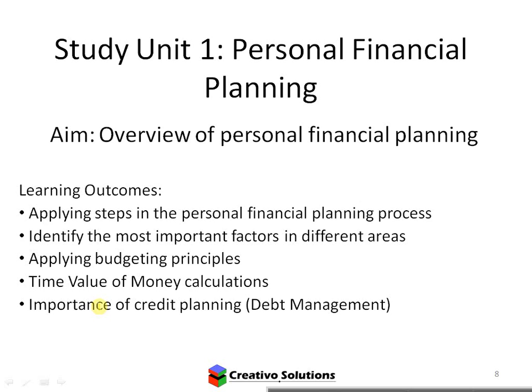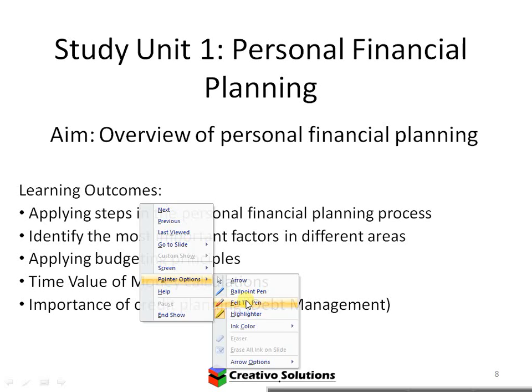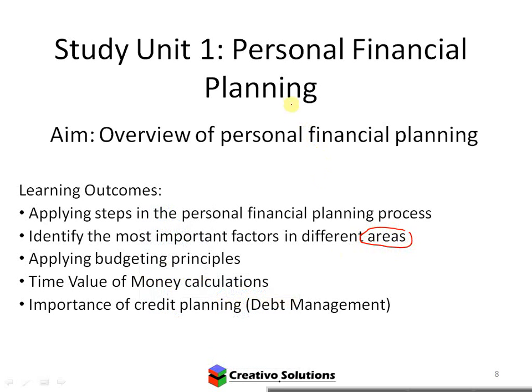Study unit 1, personal financial planning. This particular chapter looks at the overview. We chatted briefly about what personal finance is. Here we're going to be looking at some factors. What areas does that topic cover? When you say personal finance, what does that actually refer to? What factors and areas do we need to consider? We'll also look at budgeting. We know budgeting is key from a company point of view. Companies need to budget, and so do individuals. Then time value of money, something to consider, and the importance of credit planning. Those are the learning outcomes from study unit 1.